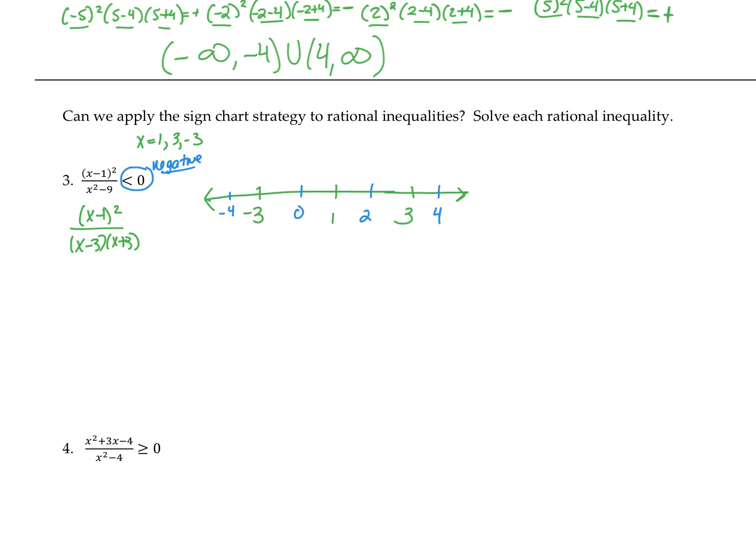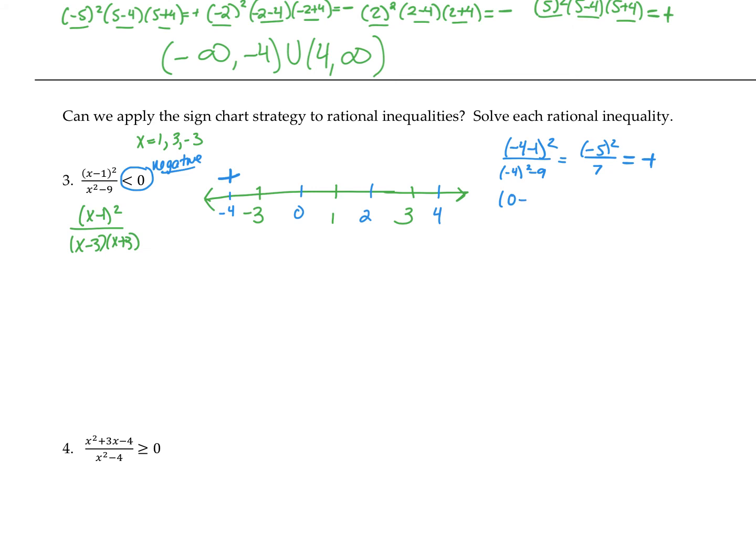So first I'm going to plug in negative 4. So negative 4 minus 1 squared all over, and I'm going to use the unfactored form because these are small numbers, so I should be able to see. So 16 minus 9 would be 7. So positive over positive, negative 4 would yield a positive result.